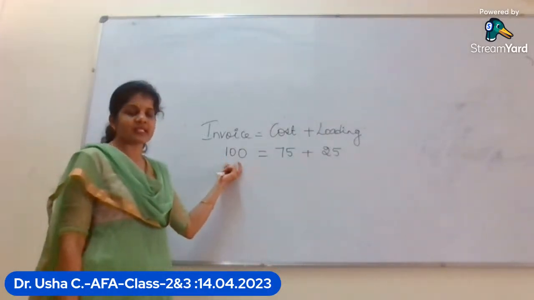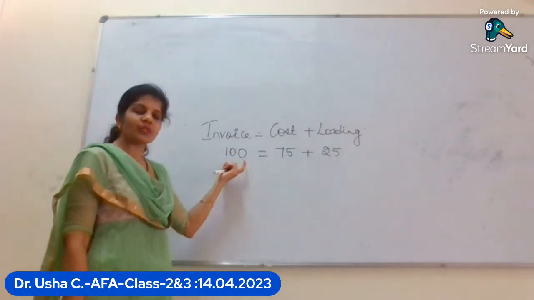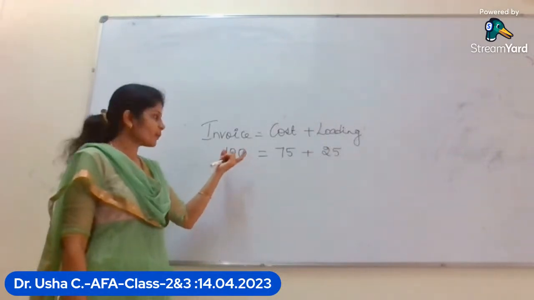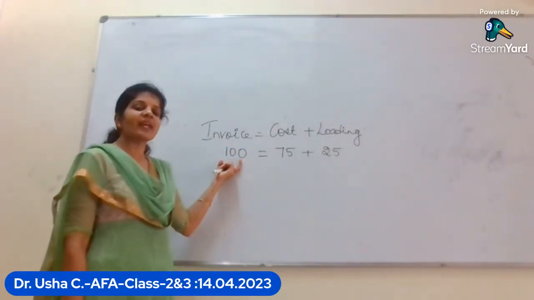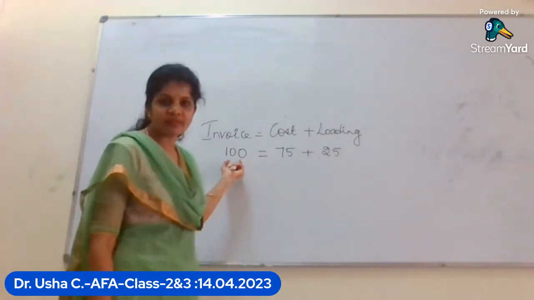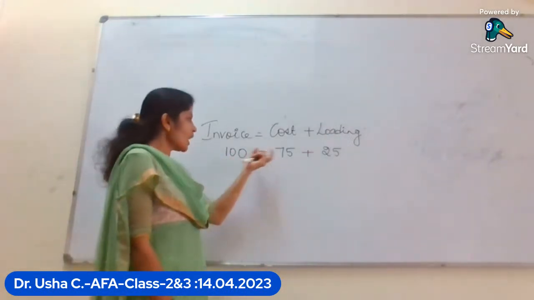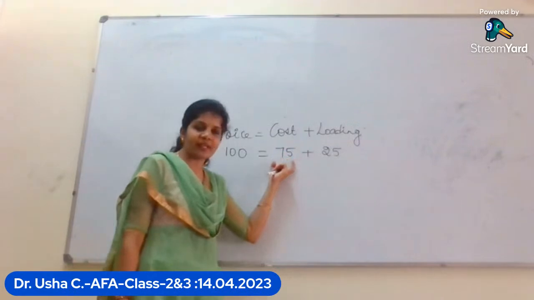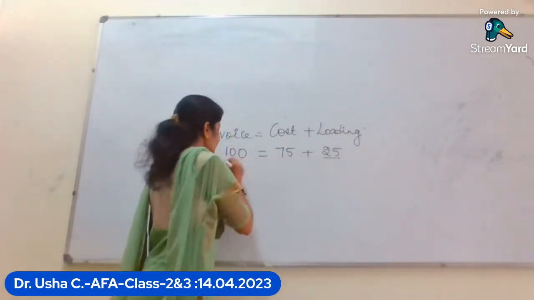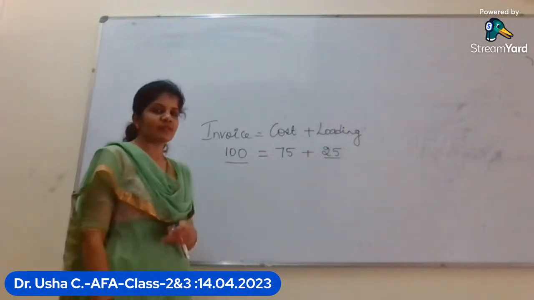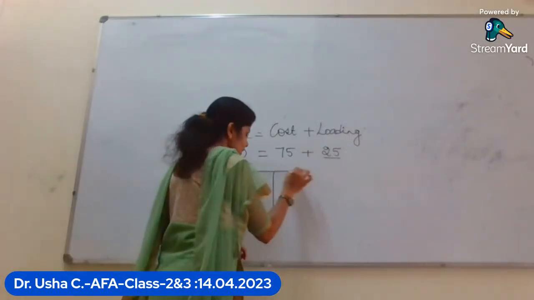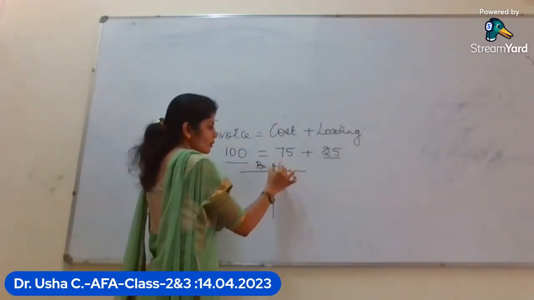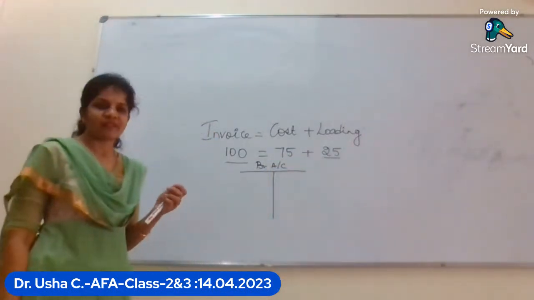So if the goods are sent to the branch at an invoice price of 100, then we have to take into consideration 75 rupees by deducting 25 from 100. How to deduct 25 from 100 then? For that we have to pass a journal entry. Suppose, look here, this is a branch account. The goods are sent from the branch to the head office.